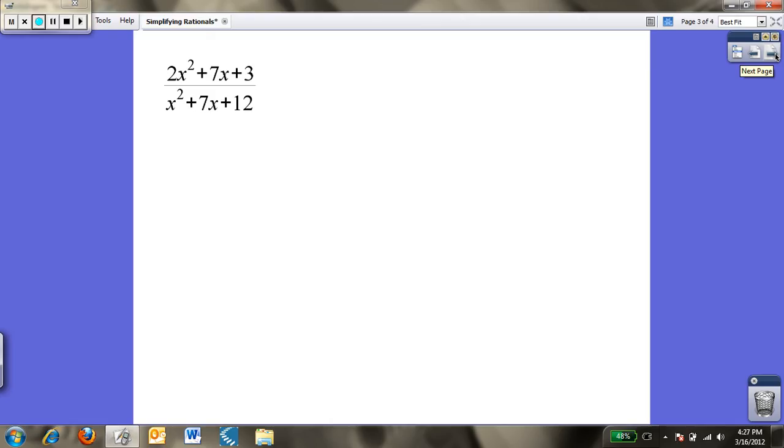2x squared plus 7x plus 3 over x squared plus 7x plus 12. So when I'm doing a problem this complicated, I should of course be going through my factoring checklist. I can see on the numerator there's no common factor to take out. It's not the perfect squares or difference of squares shortcut. So in this case, again, I'm going to do FOIL or grouping or generic rectangles. In this case, again, we're going to do FOIL.